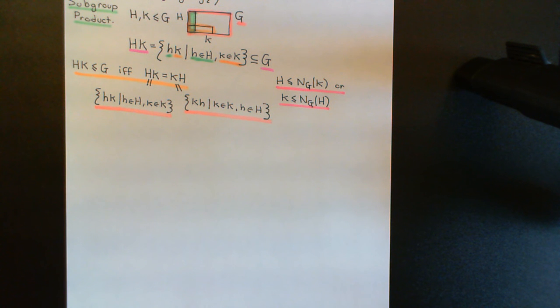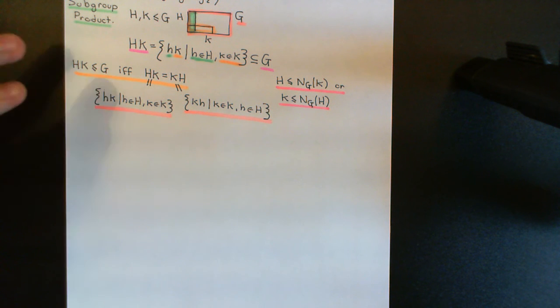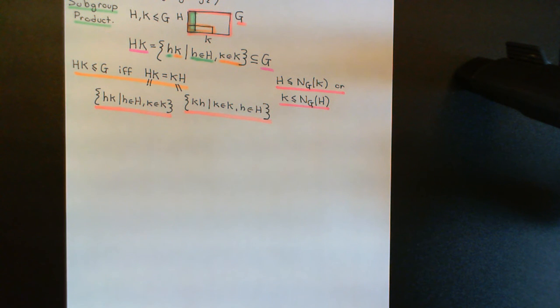Again, I can't go through all the proofs of these things, because it takes quite a bit of time. So I refer you to the video on the product of two subgroups if you wish to see the proofs of these statements. So there's the brief reminder portion on the concept of the direct product of two groups and the product of two subgroups.